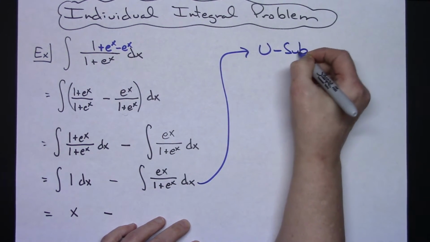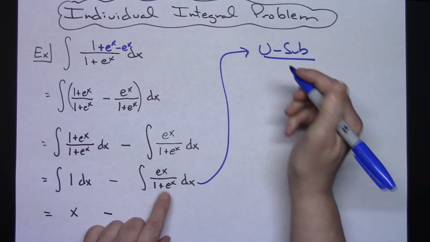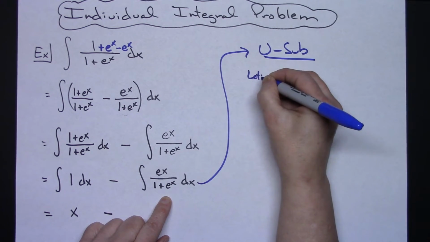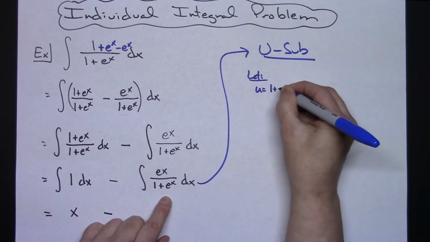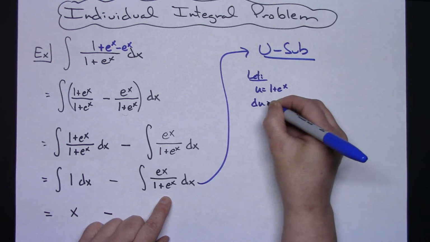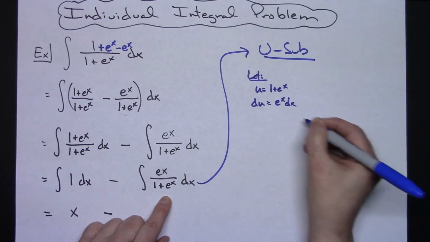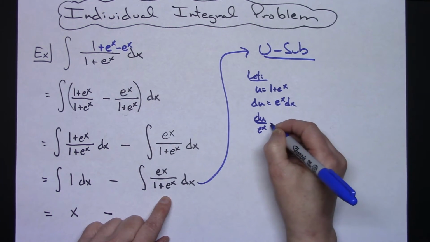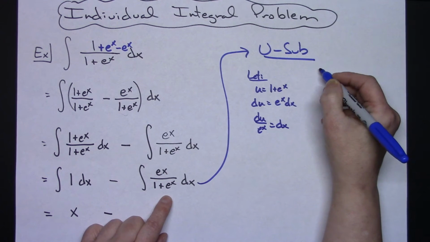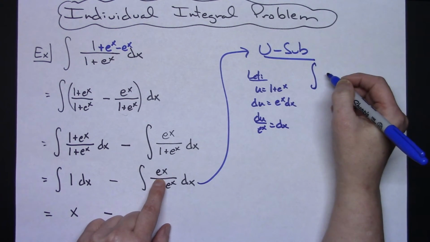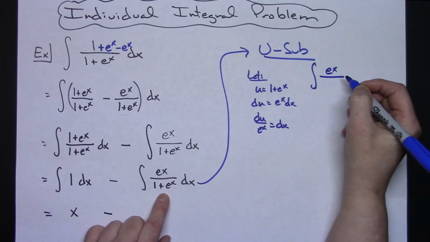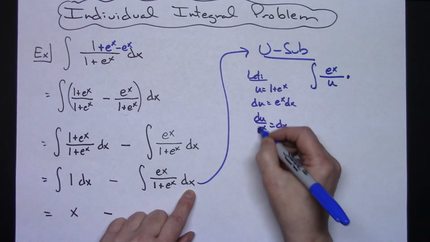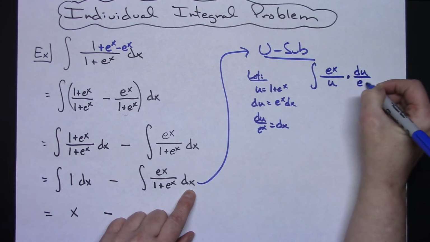Let's show that u sub over here. I'm going to let the denominator be my u, so I'm going to let u equal 1 plus e to the x. That makes du equal to e to the x dx. Dividing both sides by the e to the x, I'm going to have du over e to the x equals dx. Now let's rewrite this integral. E to the x will stay there. 1 plus e to the x is what I said u is going to be. My dx I can replace with the du over e to the x.